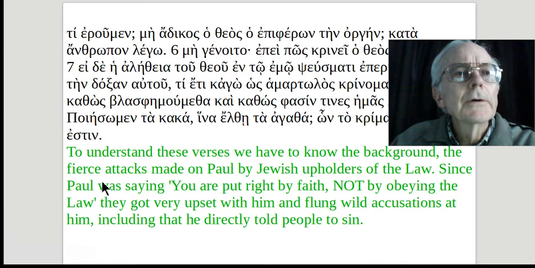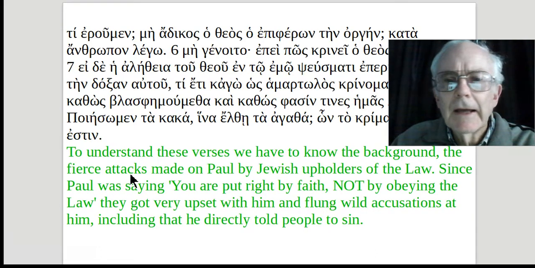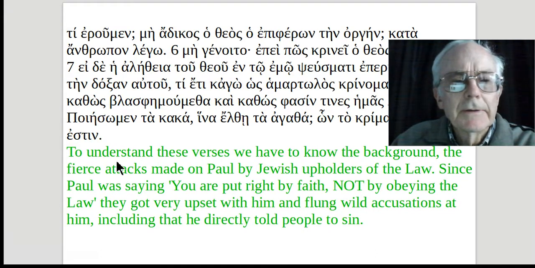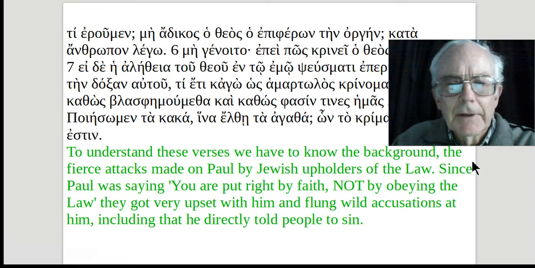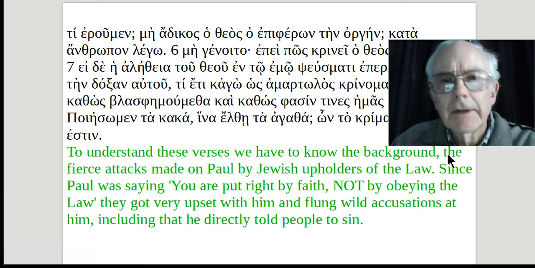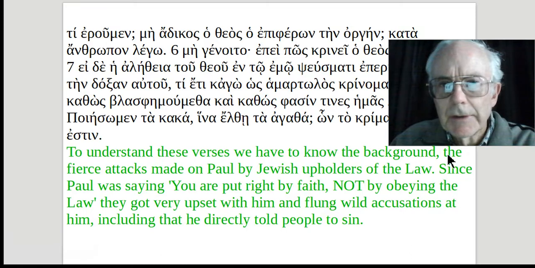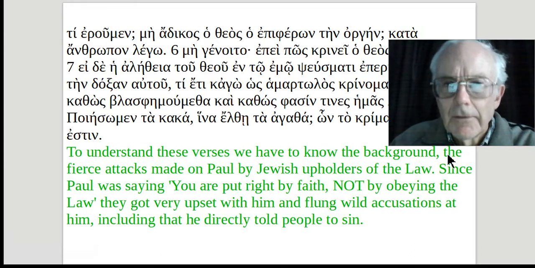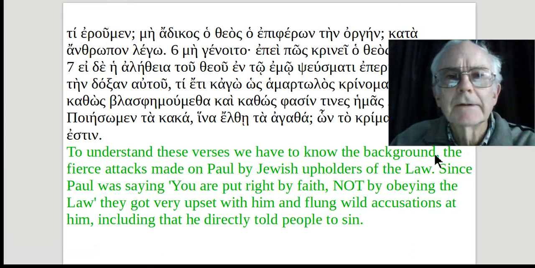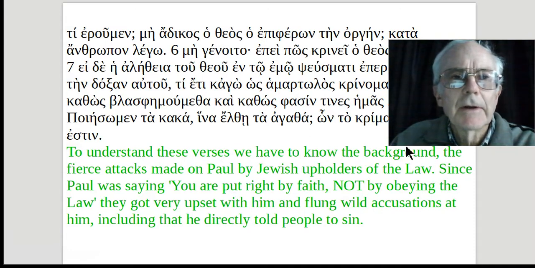Okay, coming along to verses 6, 7, and 8. And my comment here is to understand these verses we have to know the background. In fact, it's background that partly we know from Acts and the other accounts in the New Testament, and partly we have to deduce what Paul's opponents say from Paul's writings. So in other words, it's just like we're hearing half the conversation, but still we can make pretty good deductions about the sort of things they were saying.